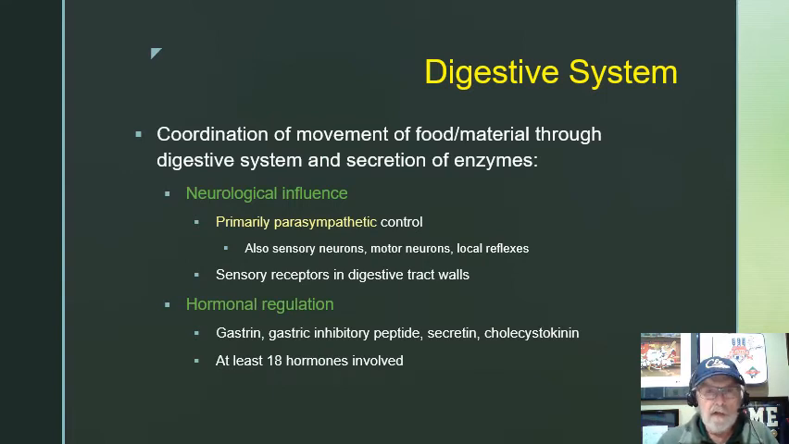However, not the digestive system. The coordination, the movement of food through the digestive tract, as well as the sequential secretion of enzymes and other materials that assist in digestion, are largely under the control of the parasympathetic nervous system.